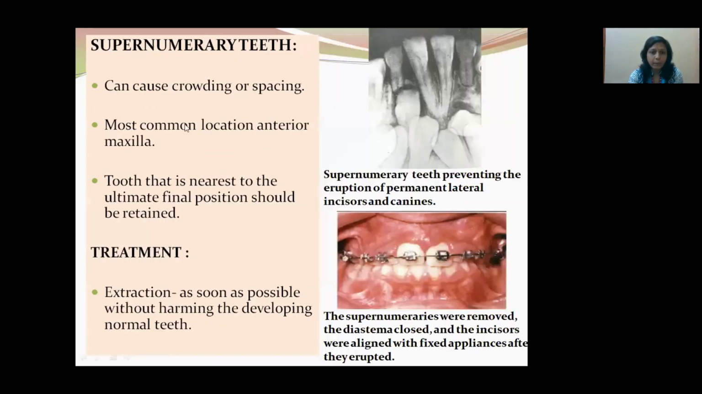Supernumerary teeth may cause some form of malocclusion, and they can cause crowding or spacing. The most common location of supernumerary teeth is the anterior maxillary segment. The tooth that is nearest to the ultimate final position should be retained, and other supernumerary teeth can be extracted as soon as possible without harming the developing normal teeth.